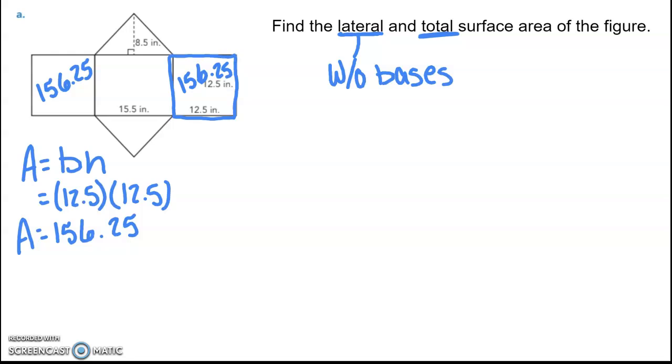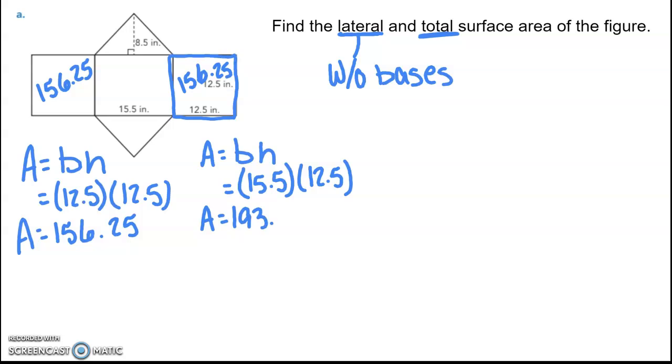Okay, now let's find the area of the middle rectangle. So again, I'm going to do base times height. The base is 15.5 and the height is 12.5. Multiply those now. When you multiplied, you should have gotten 193.75. So that's this.